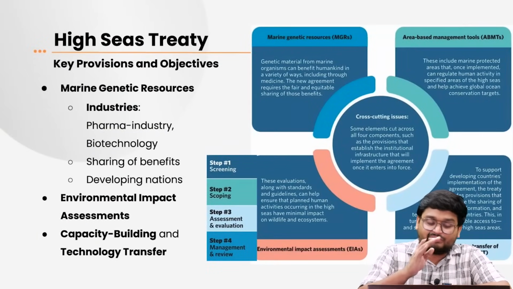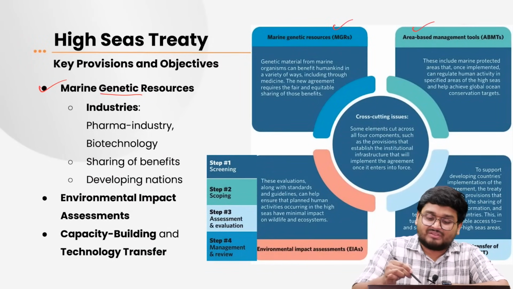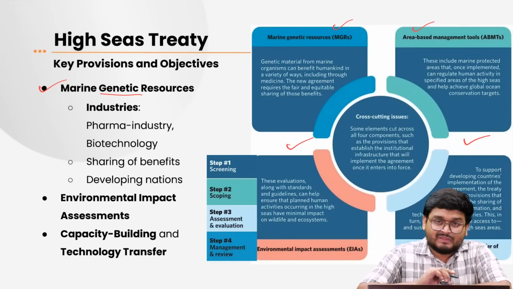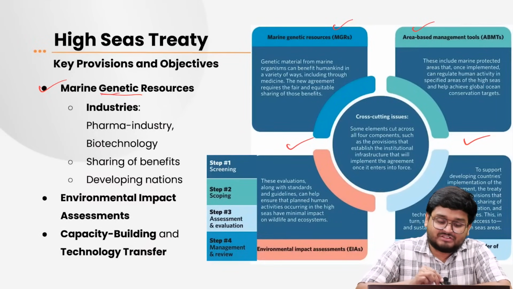Now, the next provision is marine genetic resources. So these are the four pillars of this treaty. We have discussed the first one, right? Then the second one is marine genetic resources.